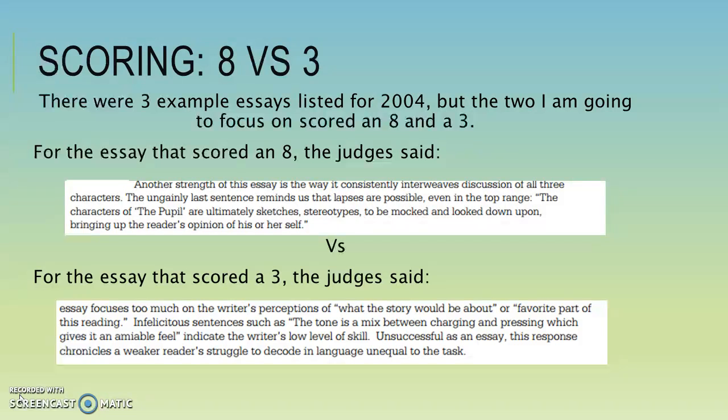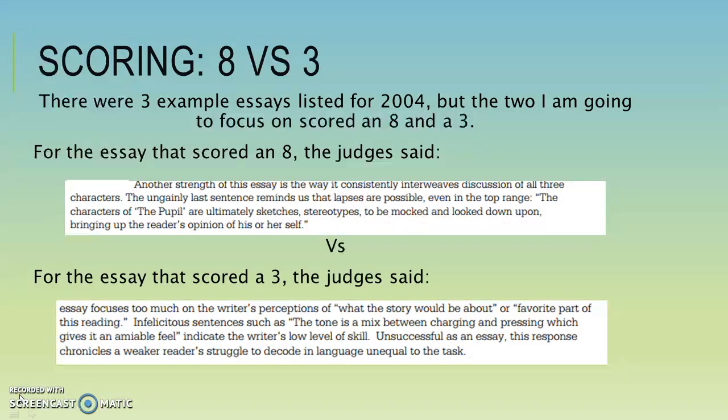The judges wrote that the ungainly last sentence reminds us that lapses are possible even in the top range. The characters of The Pupil are ultimately sketches, stereotypes to be mocked and looked down upon, bringing up the reader's opinion of his or herself. For me personally, I wouldn't bring in the reader to my essay just because I know that each reader is different and everyone can perceive it differently, but the judges still gave this essay an 8 even though it did that.